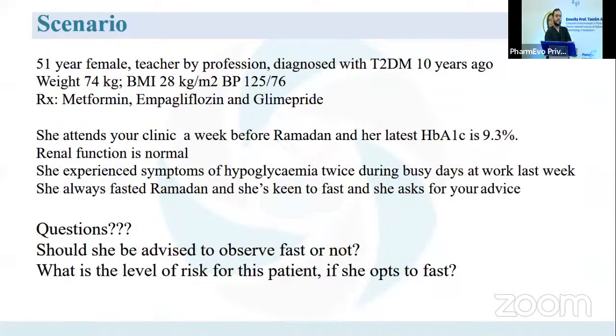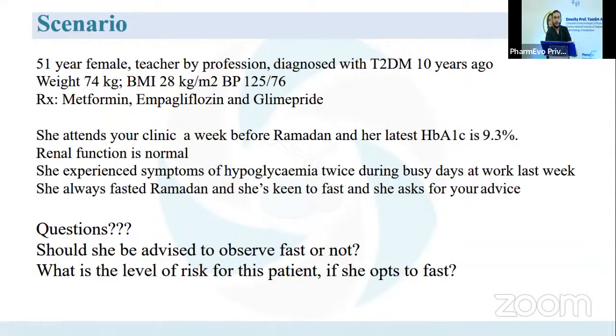She experienced symptoms of hypoglycemia twice during busy days at work last week. She has always fasted in Ramadan, and she's keen to fast as per your advice. So the questions that we have to answer are: should she be advised to observe the fast or not? And what is the level of risk for this patient if she opts to fast?